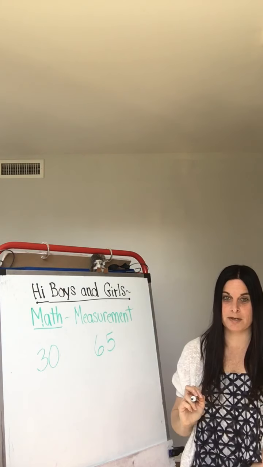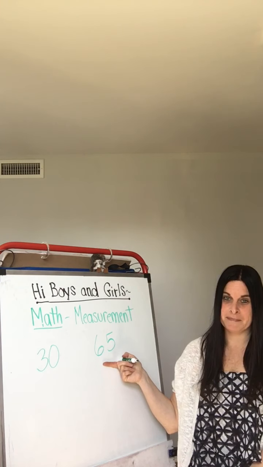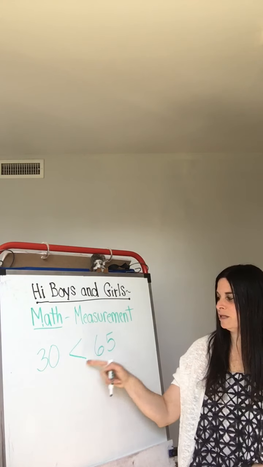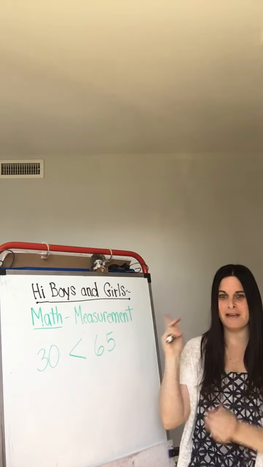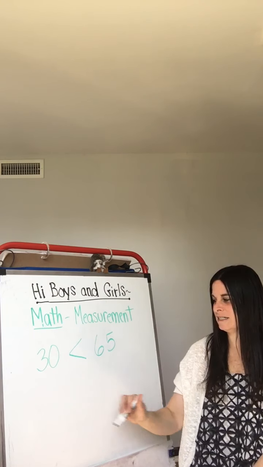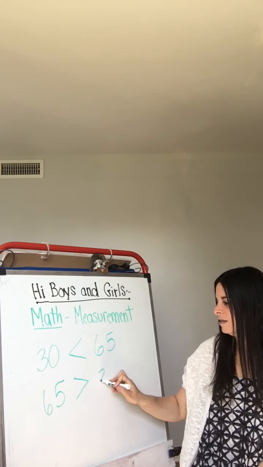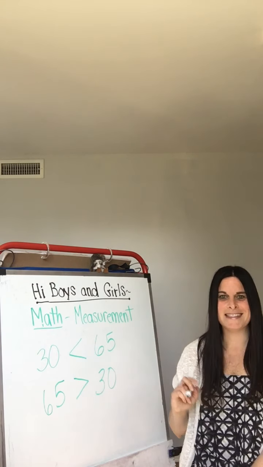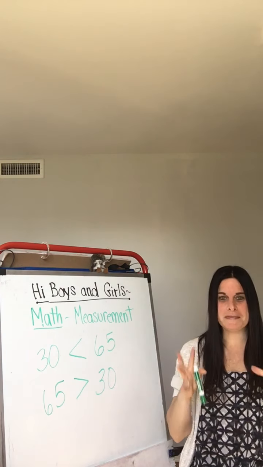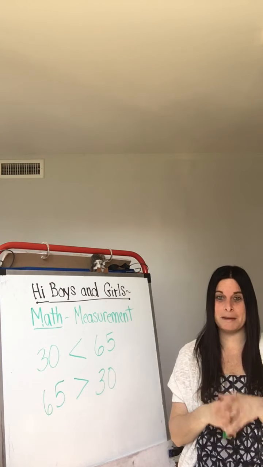Okay, so which number is greater? 30 or 65, which number is bigger? Yeah, 65. Do you remember we learned about the alligator mouth, how it always goes to the bigger number, right? And we read this: 30 is less than 65, or we could write it like this: 65 is greater than 30. Right? That's like third grade math. You guys are so smart. So, the bigger the object, usually it's gonna hold more, right? It's gonna have a greater capacity.